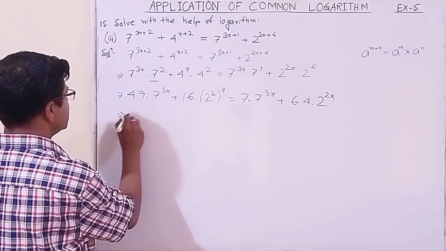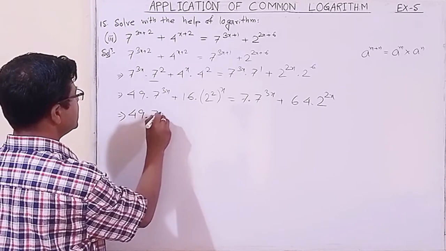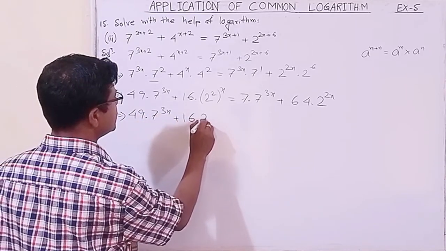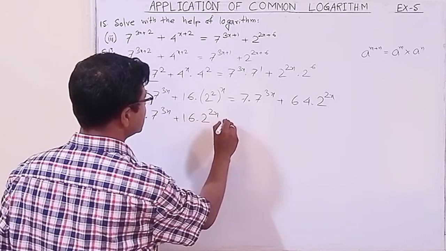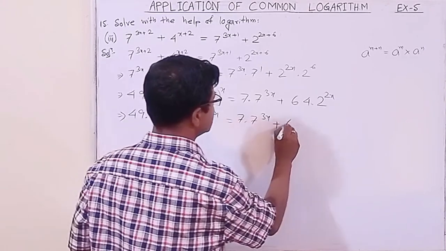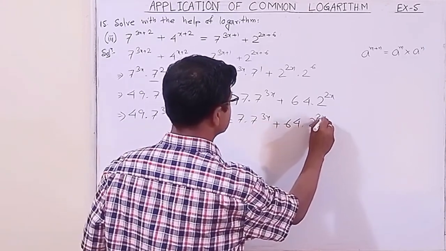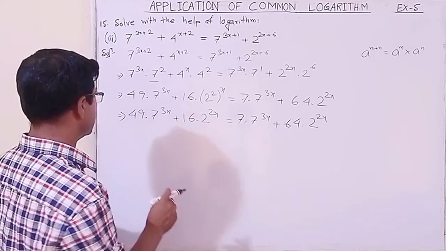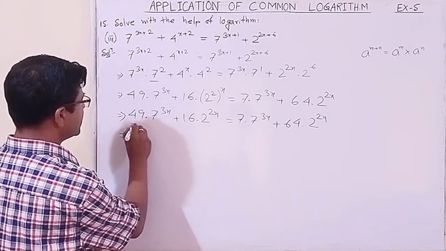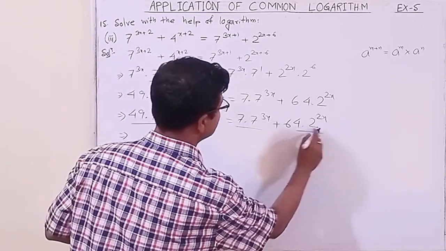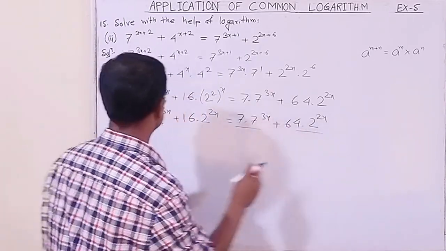So this is 49 into 7 to the power 3x, 16 into 2 to the power twice x, 7 into 7 to the power 3x, 64 into 2 to the power twice x. What we'll do, we shall write the similar terms together. That is, the terms containing 7 to the power 3x we shall bring together, and the terms containing 2 to the power 2x we will bring on the other side.